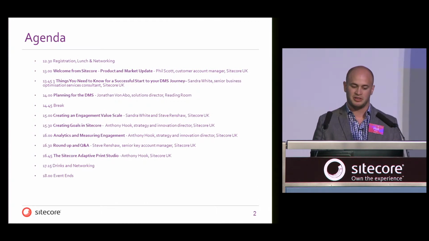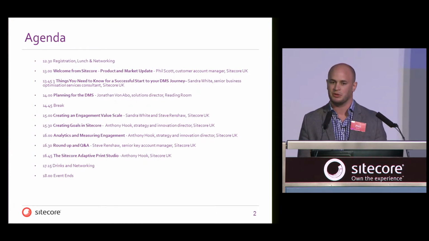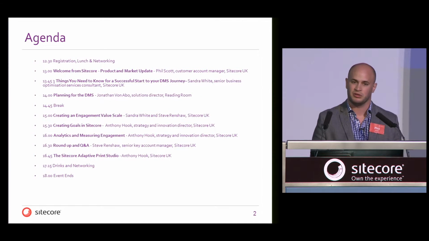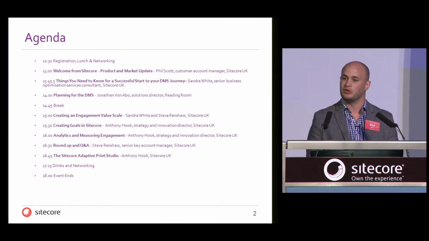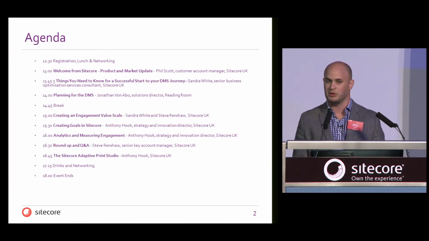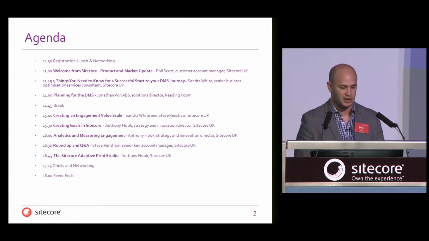We'll then have a look at the analytics and measuring engagement. Now we're capturing all this information. What can we actually see through the Sitecore interface to see what our users are doing with our product? Bit of a roundup, as I mentioned, Steve's going to be answering some Q&A, so do stick your hands up and do ask some of the experts that are going to be up on stage throughout the day.